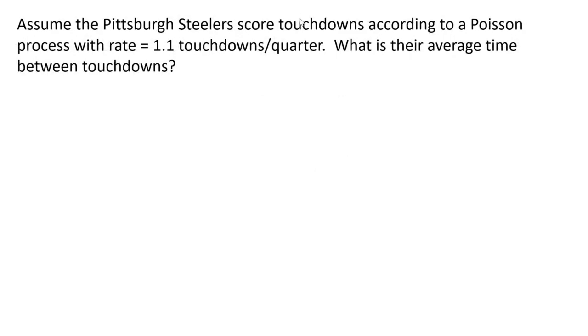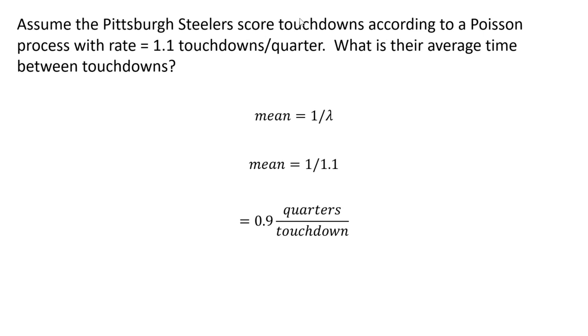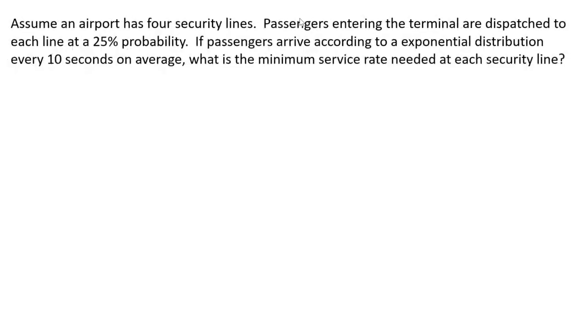Assume the Pittsburgh Steelers score touchdowns according to a Poisson process with rate 1.1 touchdowns per quarter. What's the average time between touchdowns? This is an easy one, actually. You just take the mean, which is the inverse of lambda, so 1 over 1.1. It's 0.9 quarters per touchdown. Keep in mind that with the exponential distribution, the random variable represents the time between events, whereas the Poisson process is giving you a probability. So just keep that in mind.